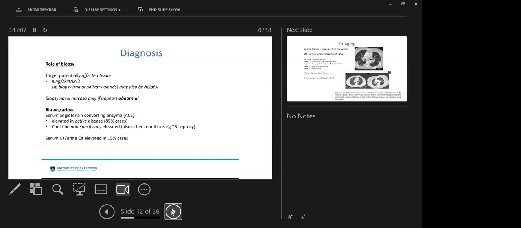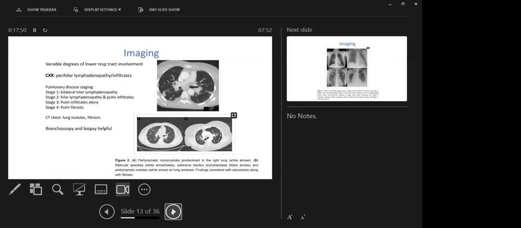There are some blood and urine tests you can request, specifically serum angiotensin converting enzyme. This enzyme is only elevated in about 85% of active disease, so your ACE is not going to be positive in patients that don't have active disease. It could also be non-specifically elevated, as lots of other conditions can raise your ACE, not only sarcoid. Your serum or urine calcium could be elevated in around 15% of cases, so maybe a bit less helpful. But when we're putting a lot of information together to make one diagnosis, a urine calcium is a relatively simple test to do. It might just add to your evidence to make the diagnosis.